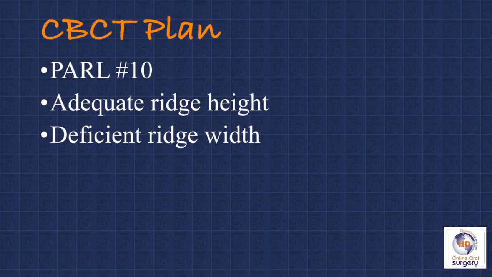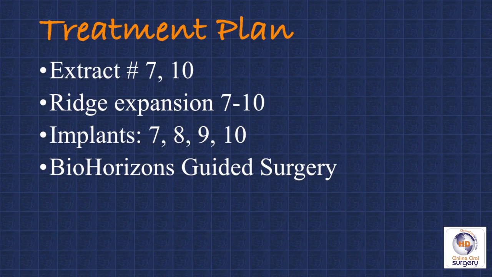So to review, we've got a failing bridge from 7 to 10 with a periapical lesion on tooth number 10. Our cone beam CT that we took for evaluation of our implant placement for 4 implants shows that we have enough height of the ridge, but we're deficient in width where most of the implants are going to be placed. So our plan then is going to be extraction of teeth 7 and 10, and at the same time we're going to do a ridge expansion from the 7 to 10 area, and then place 4 implants at 7, 8, 9, and 10 using the BioHorizons guided implant surgical kit.